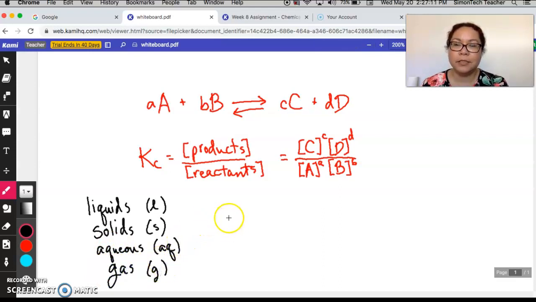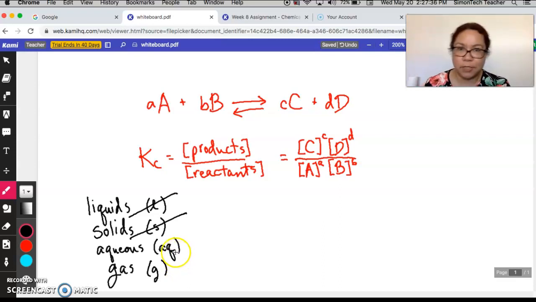Okay, so we don't put the ones that are pure liquids or pure solids in this equation here. We only take into account the ones that are aqueous, in solution, or in gas. You can also see gases as being in solution when they are out in the atmosphere: the little gas particles mixed in with the bigger parts of the atmosphere, the solvent. So this would only be with the solutions, aqueous or gas.